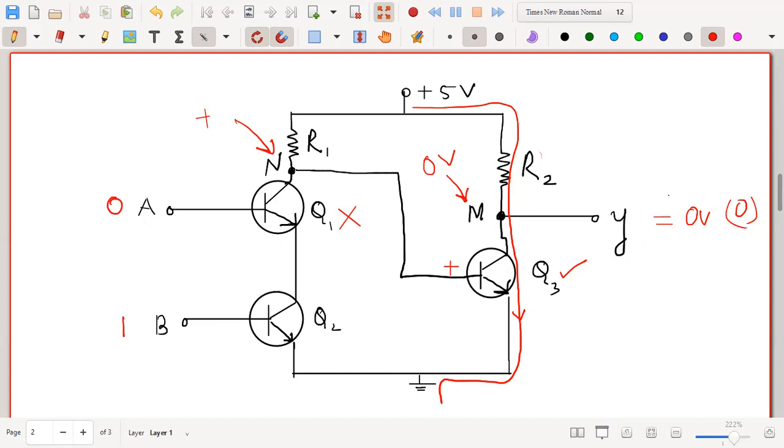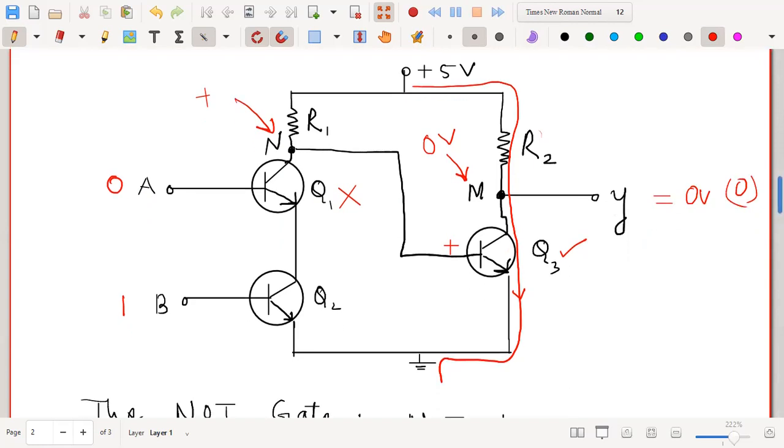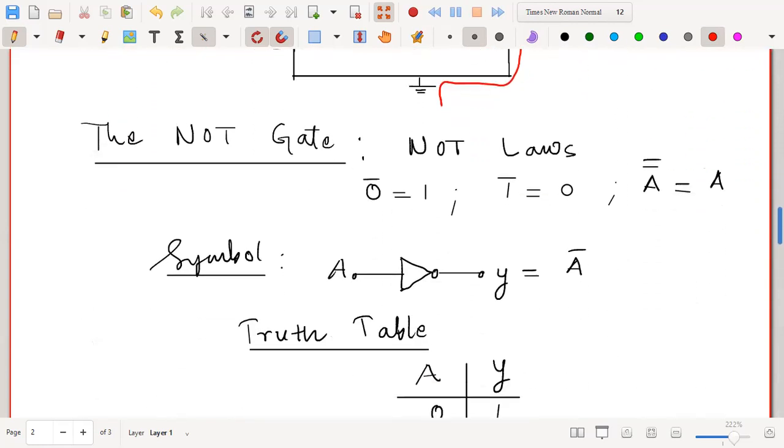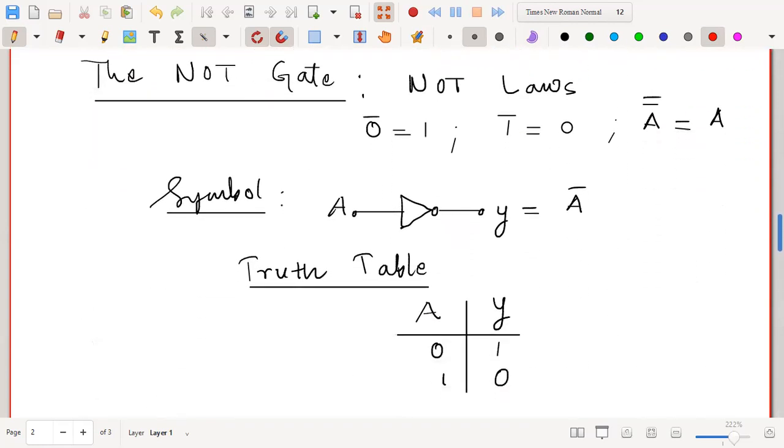So this is all about the AND gate and the construction of the AND gate using diode as well as transistor. So let us see another type of gate, the NOT gate. Let us discuss the NOT gate.